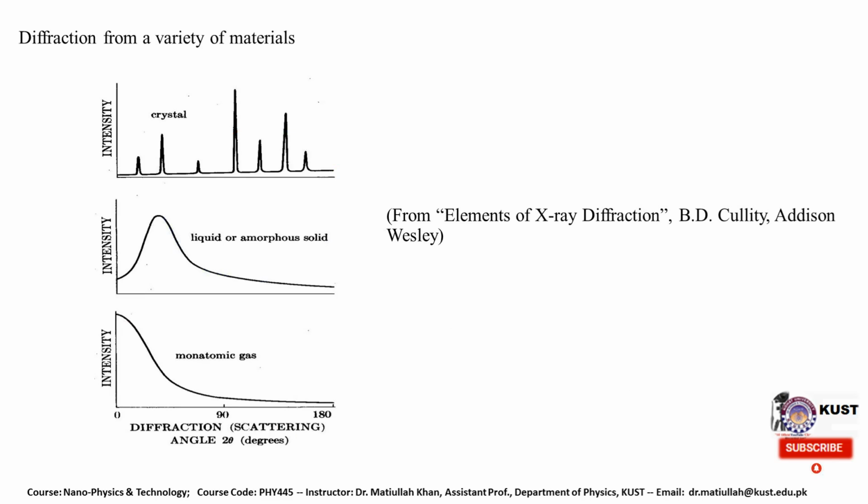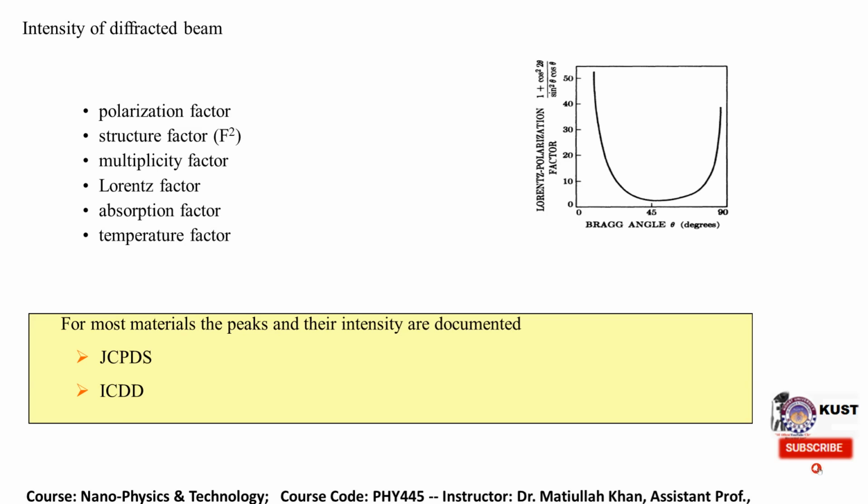So we can get diffraction from a variety of materials. Just like in this slide, we have crystals that give us a regular pattern and regular peaks, which are diffracted from particular planes. For liquid or amorphous solids, we get very different or broad peaks that are not well characterized. And if you use a monoatomic gas, the pattern is a bit different, and that is actually the scattering process. For the intensity of the diffracted beam, we have the polarization factor, the structure factor, the multiplicity factor, the Lorentz factor, the absorption factor, and the temperature factor.